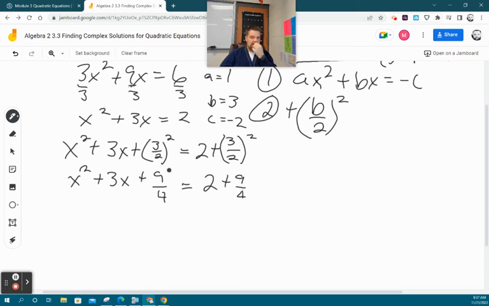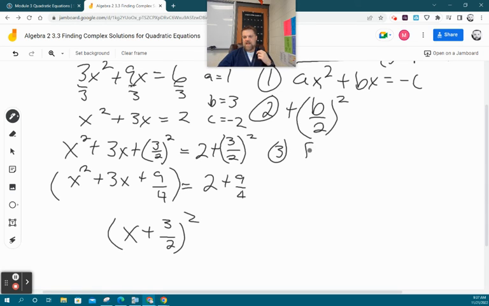So now what I need to do is I need to think of a number. This is a perfect square. So we've rigged this so it's a perfect square. And it's actually x plus 3 over 2 squared. And so the third part of this process is factor, square, and then the fourth part of this process is to take the square root of both sides.